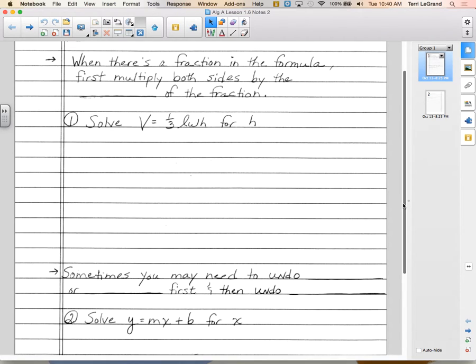Okay, so we're going to continue on with solving literal equations today for the indicated variable. So sometimes there's a fraction involved in our literal equation, in our formula. Remember we said that oftentimes a literal equation is another name for a formula for something. So when there's a fraction in the formula, first multiply both sides by the reciprocal of that fraction. We did this when we were solving one-step, one-variable equations. We had the variable being multiplied by a fraction. To undo that multiplying by a fraction, we would multiply by its reciprocal. So we're going to do that today.